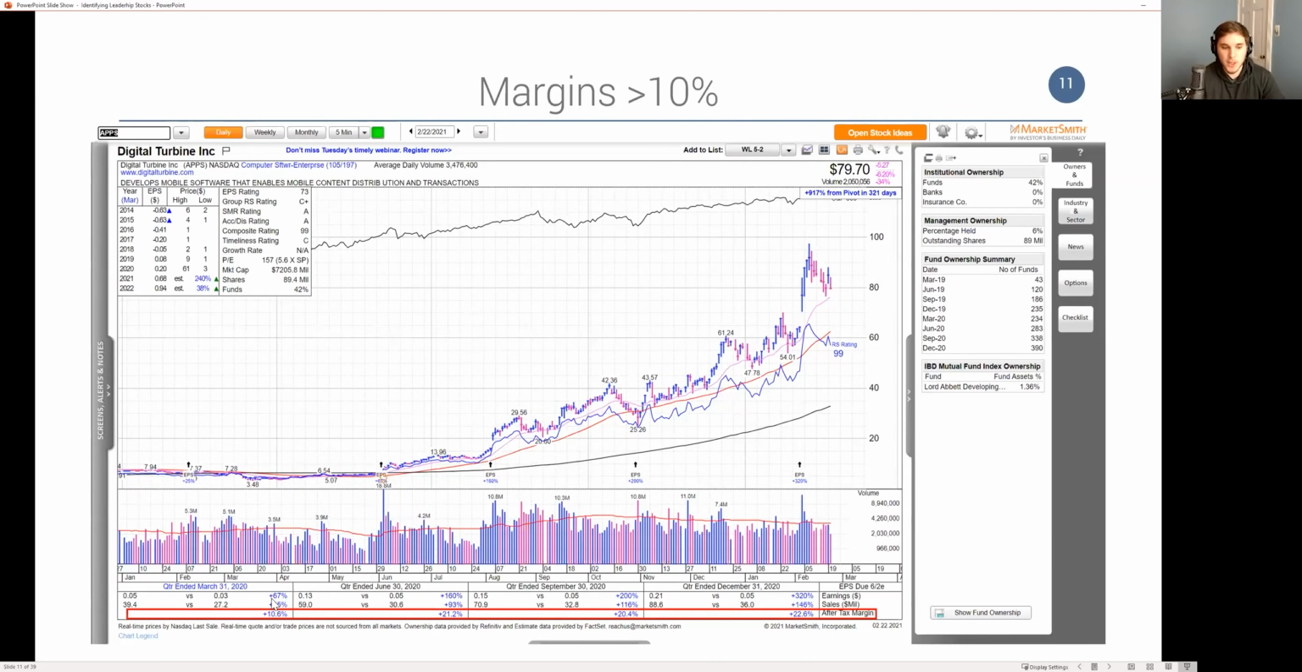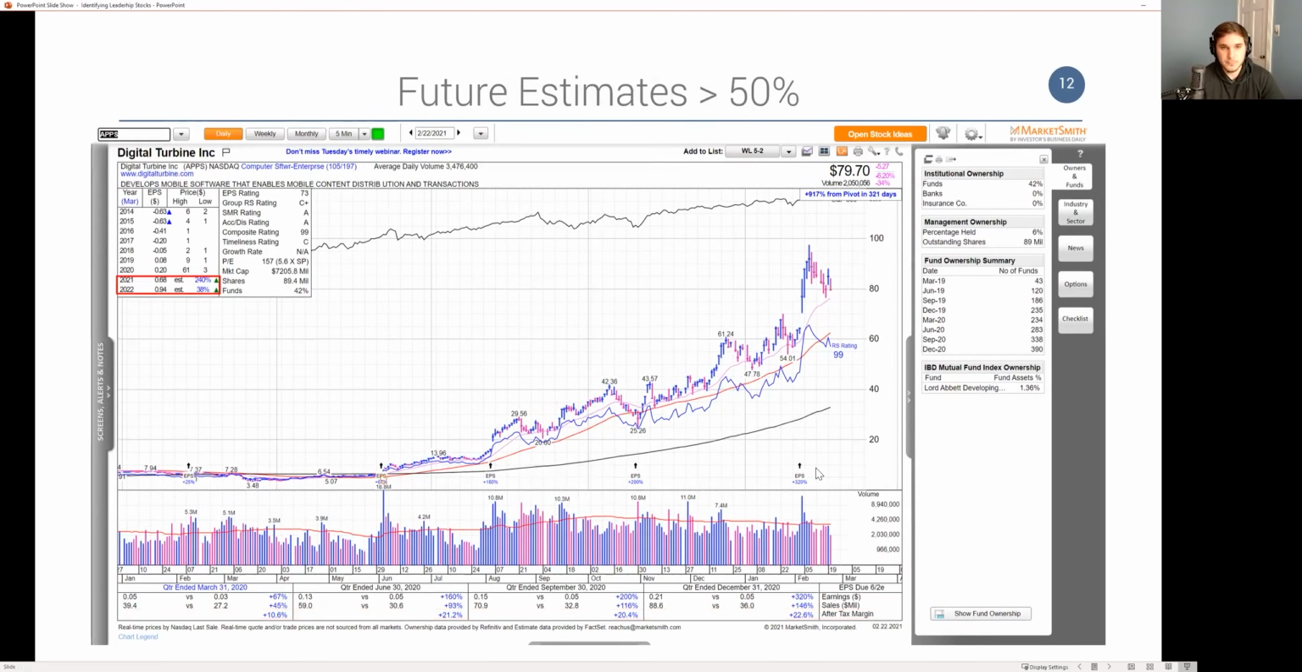And if you see acceleration in earnings, sales, and margins, like what we're seeing here with APPS, that is a stock you really have to pay attention to, and one that should definitely be on your watch list, and you're looking for a point to get into that stock.